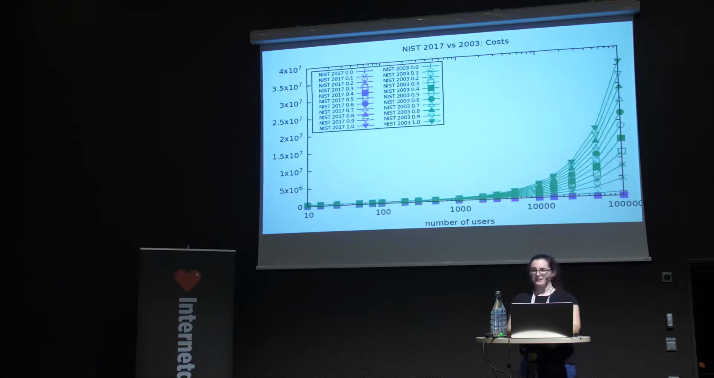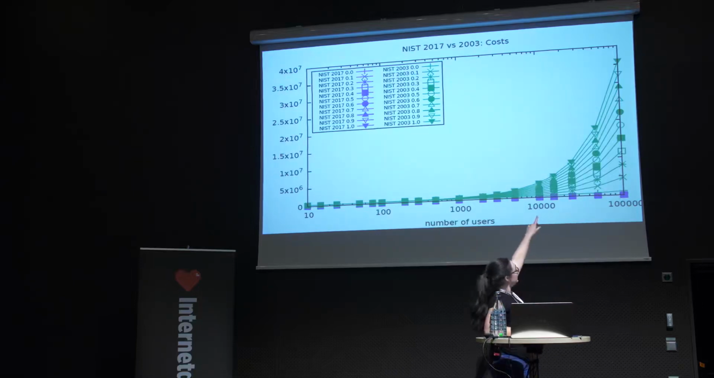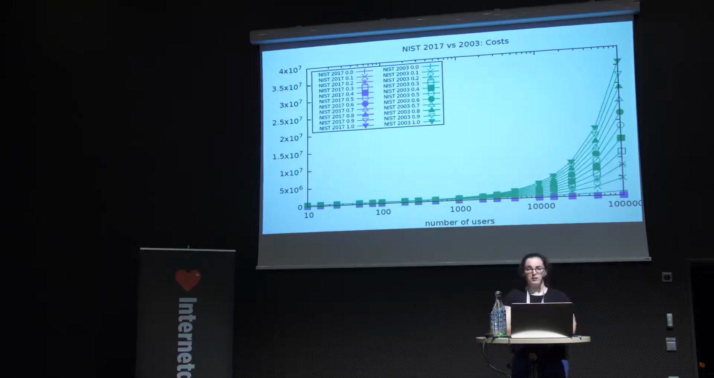The next thing we looked at is the costs. The costs of the NIST 2017 policy is the purple right down the bottom, so you can see that across the board, the 2017 policy has lower costs. But what's also interesting is this is where the weighting on users comes into play. For NIST 2003, up at the very top is if you have a weight of 1 on your users, you have the highest cost. If you have a weight of 0 on your users, you're right down here, and it's going up linearly.